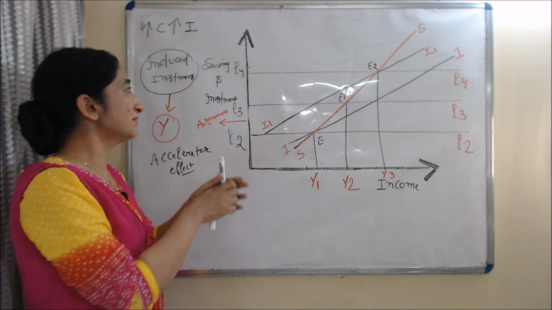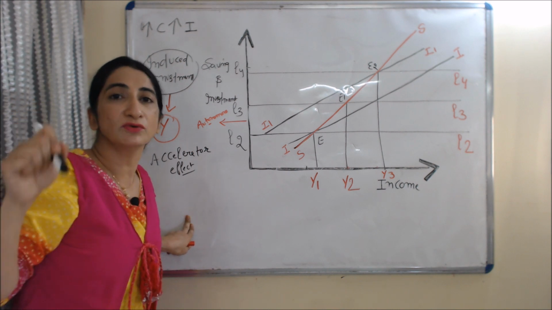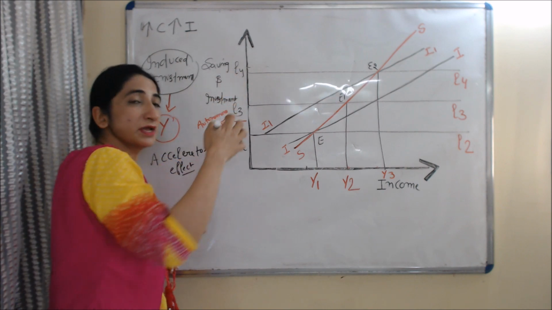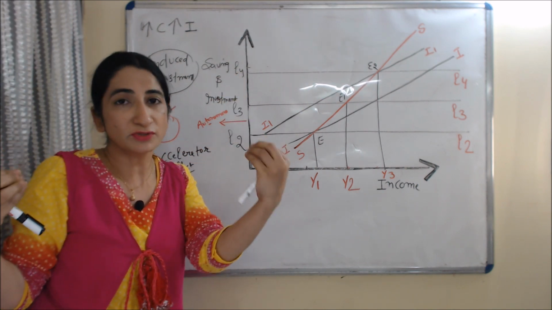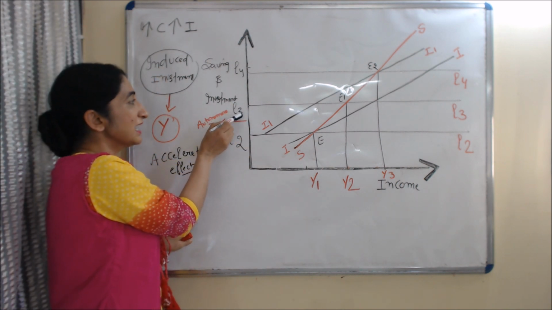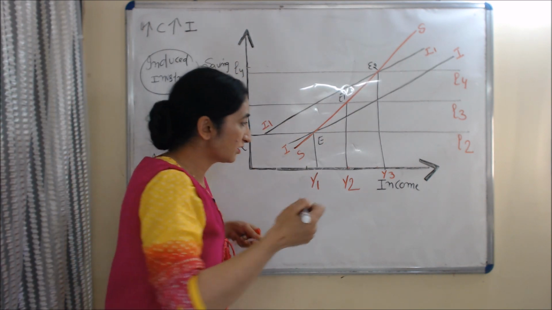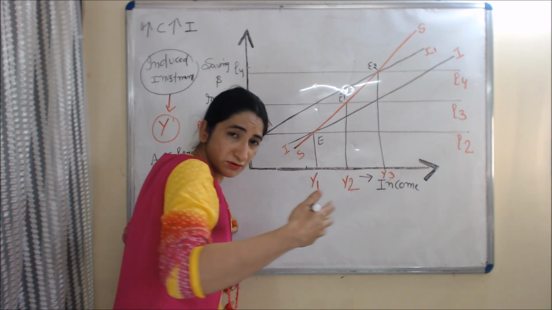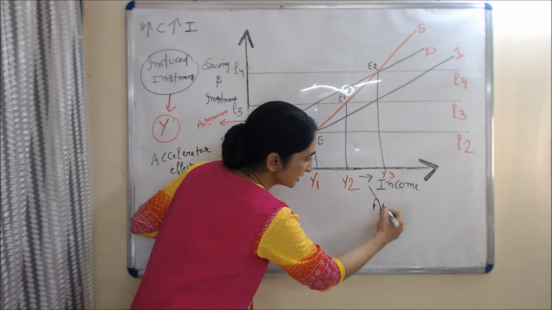Okay, and in this diagram, L3 to L4 increase in investment will be called induced investment. And this induced investment, L3 to L4, further increases income of any economy from Y2 to Y3. This increase in income because of induced investment will be called the acceleration effect. Okay, this will be called acceleration effect.